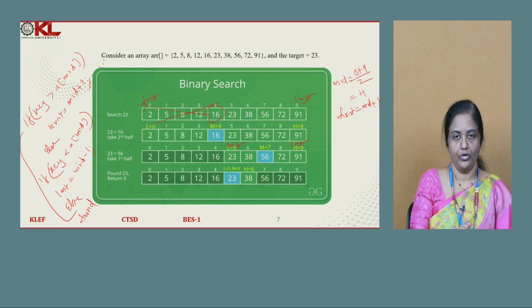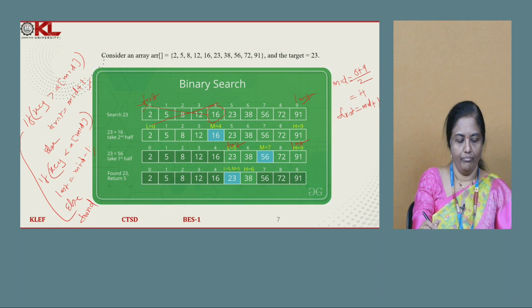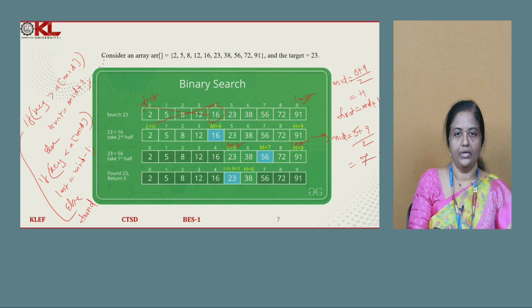Understood? Yes. Right. Now we move on to our second iteration. Once again, in this second iteration you have to find the middle. What is the middle? First plus last. What is first? 5. Last is 9. What is 5 plus 9 by 2? 14 by 2, that is 7.